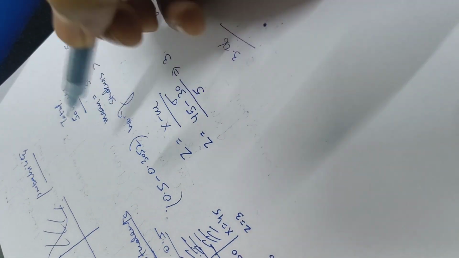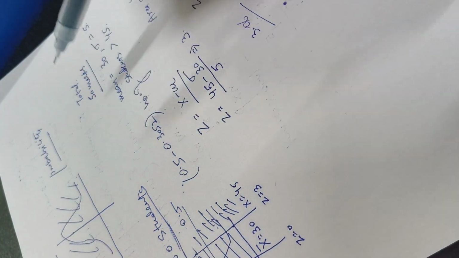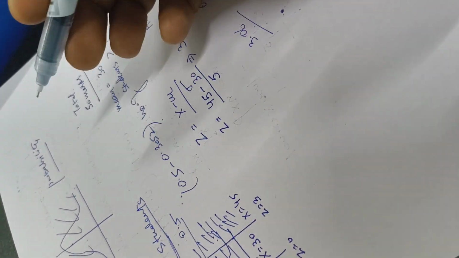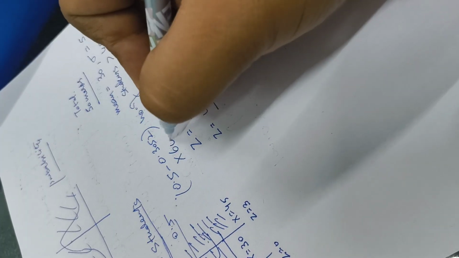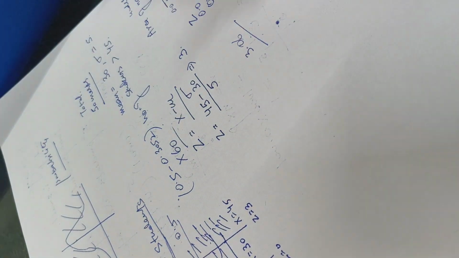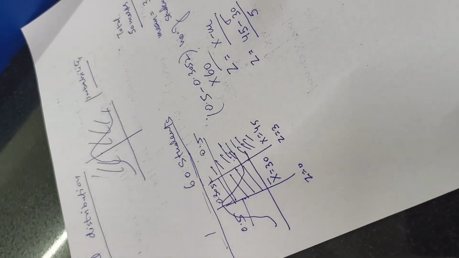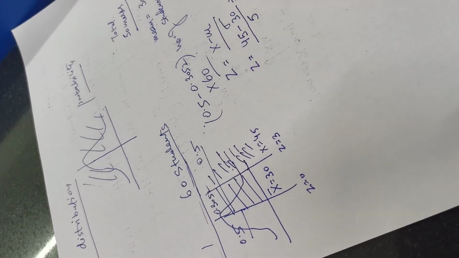This is the probability that the student has scored greater than 45 marks. And now I want to calculate the number of students. So the total number of students is 60. We'll multiply this value with 60 to get the number of students who have scored greater than 45 marks.